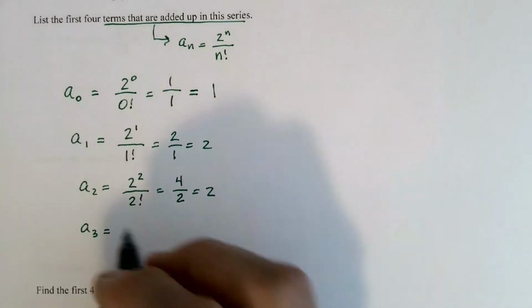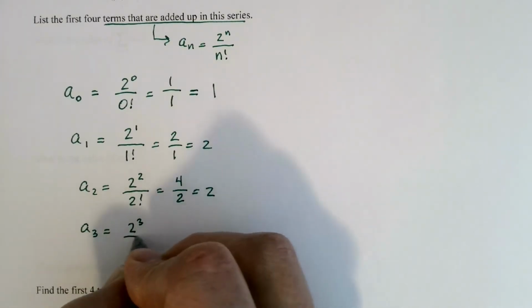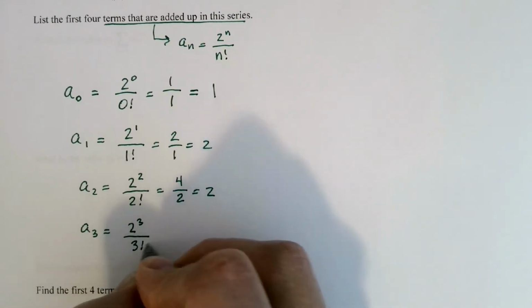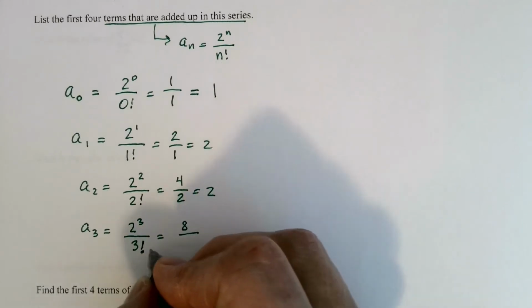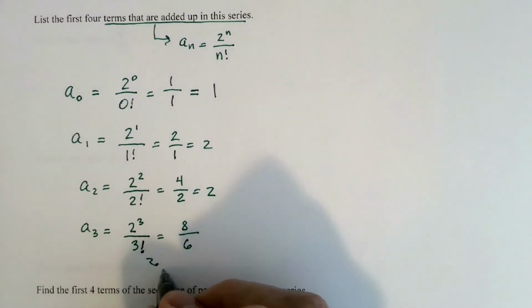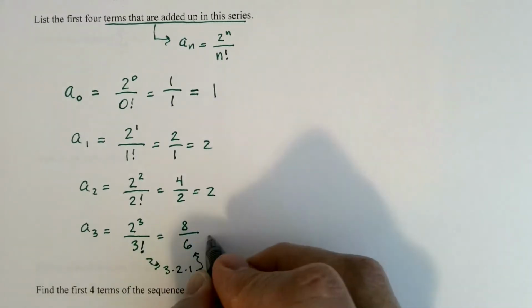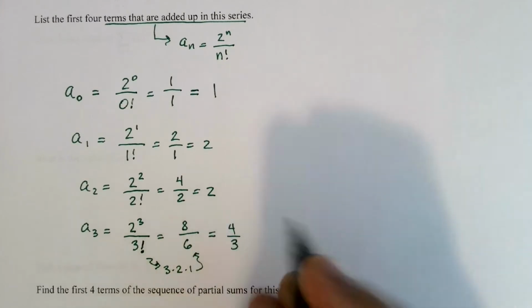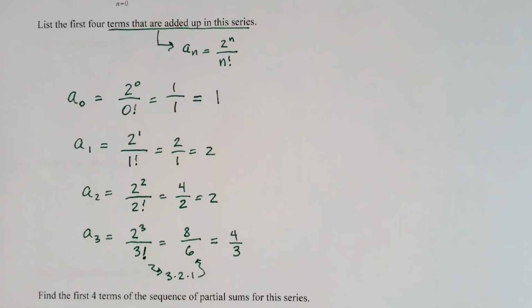And the fourth term in the sequence, a sub 3, is 2 cubed over 3 factorial. 2 cubed is 8. 3 factorial is 3 times 2 times 1, which is 6, so 8 over 6, which is 4 thirds. Okay, so there are the first four terms that are added up in this series.